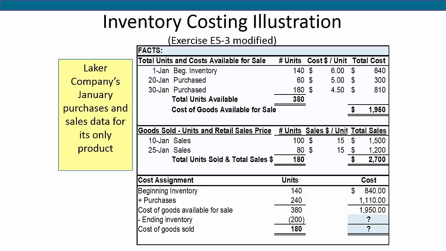So please use the specific identification template from D2L to work through the solution for that method. It's fairly straightforward. Then use the costing methods template to fill in the solutions for FIFO, LIFO, and weighted average cost. And as part of our discussion, we will also determine the impact on net income of each of the costing methods, then compare the results of the 4 methods overall.